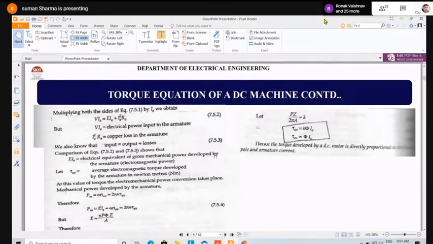So you will first write the equivalent circuit. From the equivalent circuit you will write the control equation, then multiply both sides by IA, then represent the terms. Then you will write the equation of the back EMF, then your mechanical power developed in terms of electrical quantities and mechanical quantities, you will equate them and you will get the torque. Is it clear till now? Is it clear or any doubt?